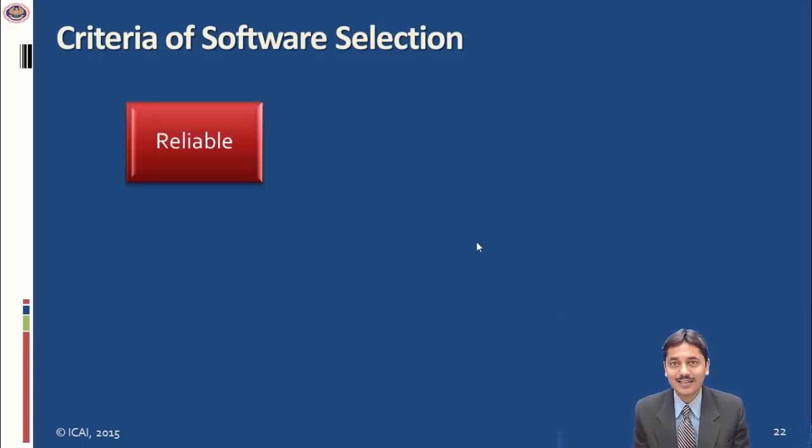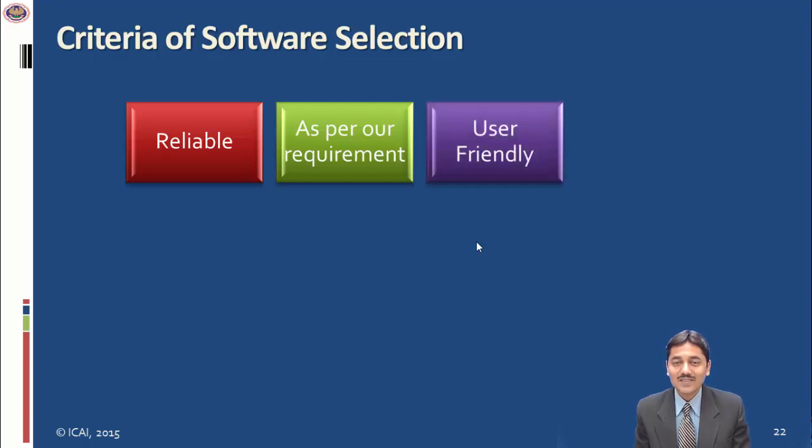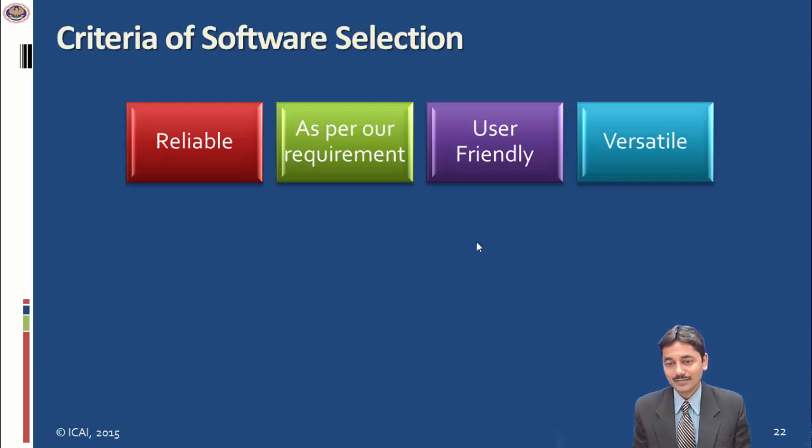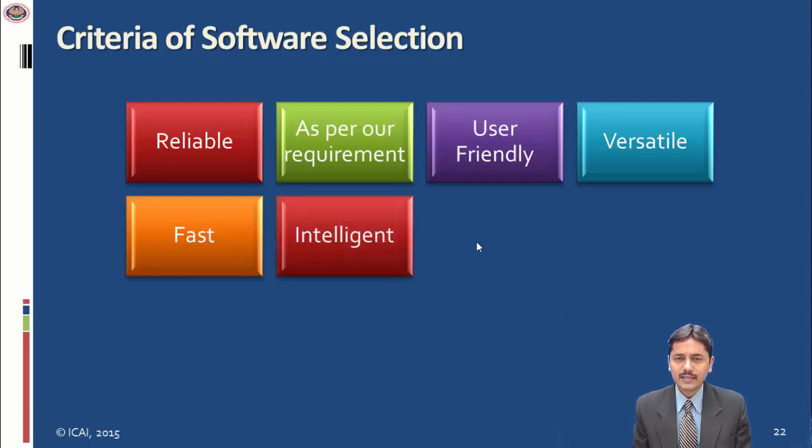The software must be a reliable one. Secondly, it should be as per our requirement. It should fulfill all our needs. It should be user friendly. It should be versatile. User friendliness and versatility both go hand in hand. If it is user friendly, it should be versatile also. If it is versatile, then it should be user friendly also. It should be fast because the data size will be very high and it should be able to handle the high data size also.